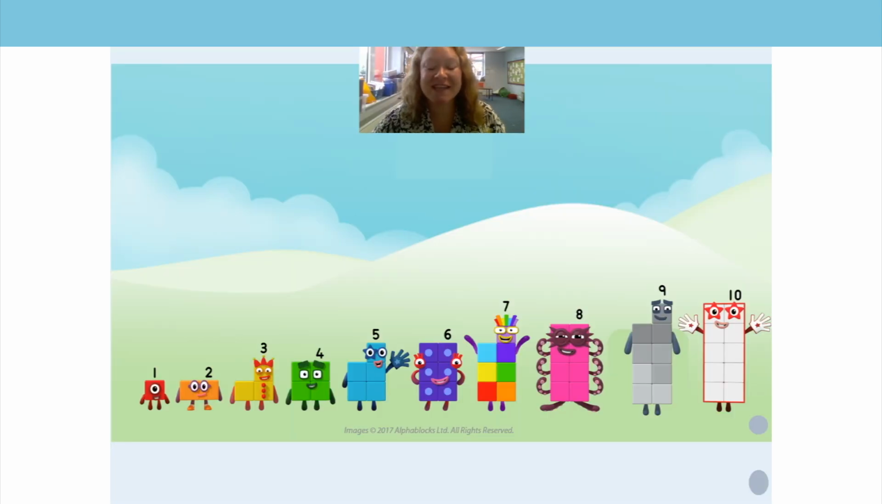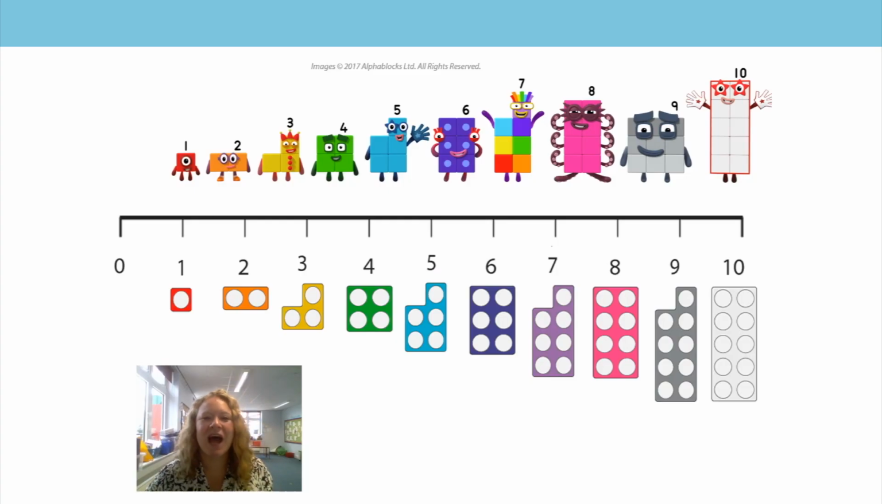So we're going to start today's lesson by having a look at our number block friends. Can you wave hello to your number block friends? There they all are, all multicoloured. We're going to look at the shape of them first. Do you notice anything about the shape of our number block friends? Do some of them have a similar shape and other ones have a similar shape? Have a look and see. I wonder what you spotted with our number blocks.